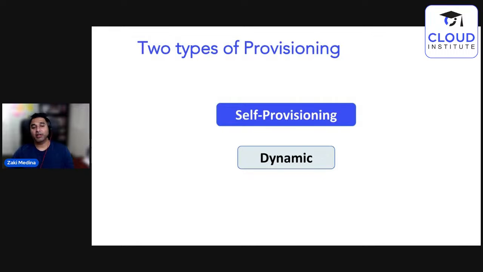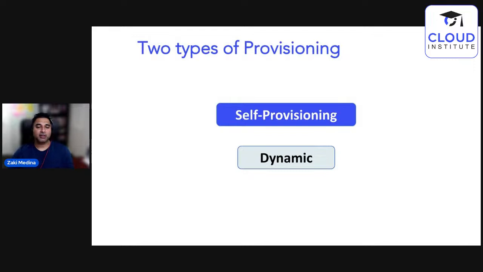There's a lot of different ways to do this, right? Typically, you can stick to native provisioning tools that either of the clouds provide. Like I know GCP has their native tool, Azure has their native tool, AWS has their native tool. And essentially, there are basically two types of provisioning. You have self-provisioning and dynamic, right?